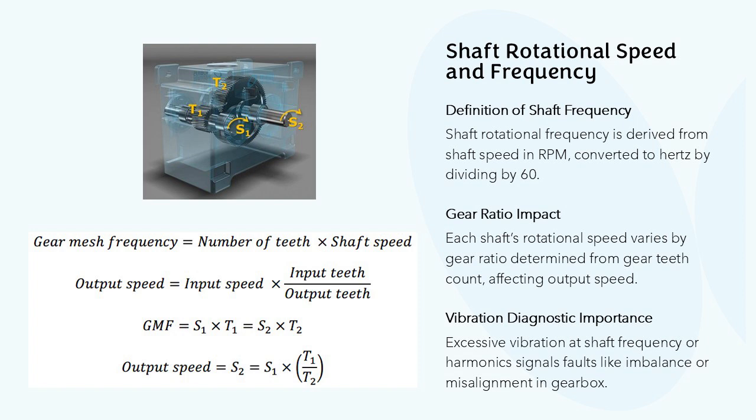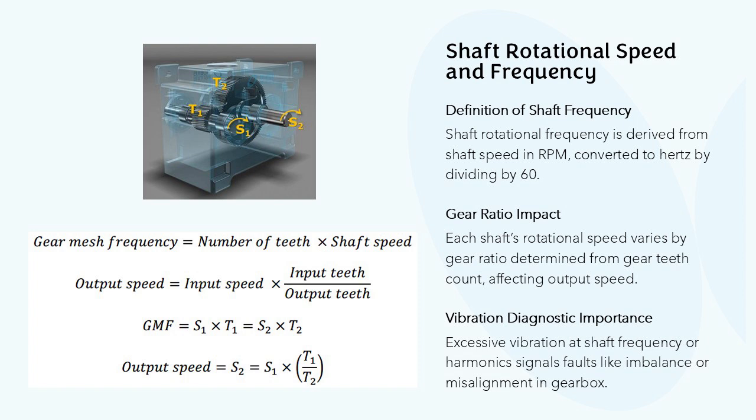In a gearbox, each shaft may rotate at a different speed depending on the gear ratio. The input shaft speed is usually known from the driving machine, such as an electric motor or turbine. Output shaft speed is calculated by dividing or multiplying the input speed by the gear ratio, which is determined by the number of teeth on the mating gears.